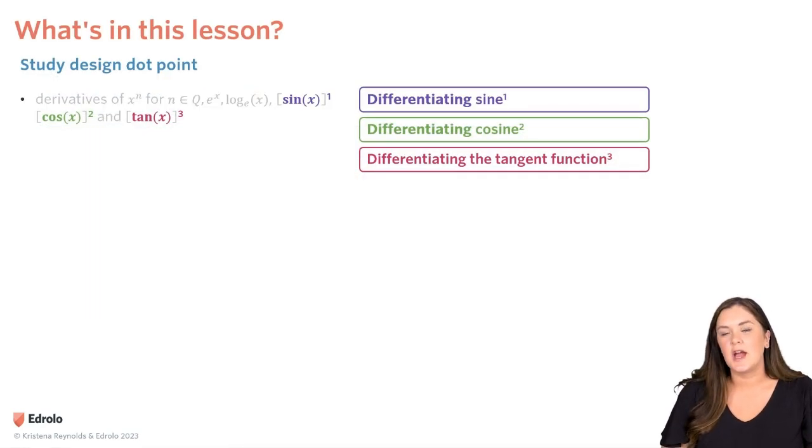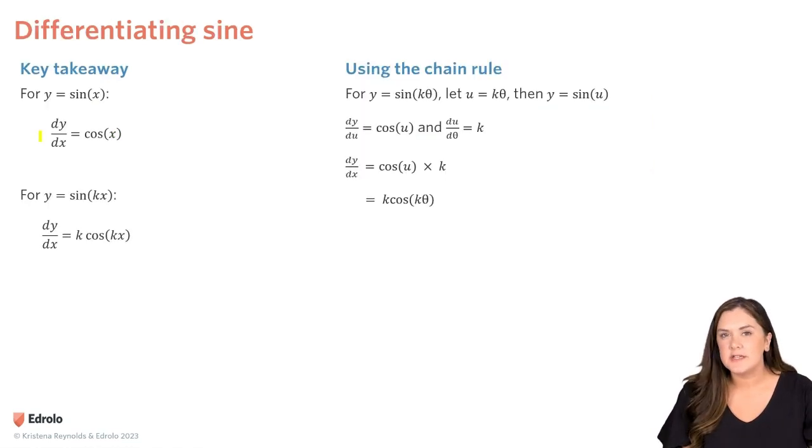So in this lesson, we are looking at differentiating sine, then cosine, then looking at differentiating the tangent function. So firstly, differentiating sine is the nice and easy one. It's plain and simple. When we differentiate y equals sine of x, we get dy dx equals cos x. So they're just swapping there. If we have a k value in the middle there as a coefficient of x, that just comes to the front there, and it becomes k cos kx as the derivative.